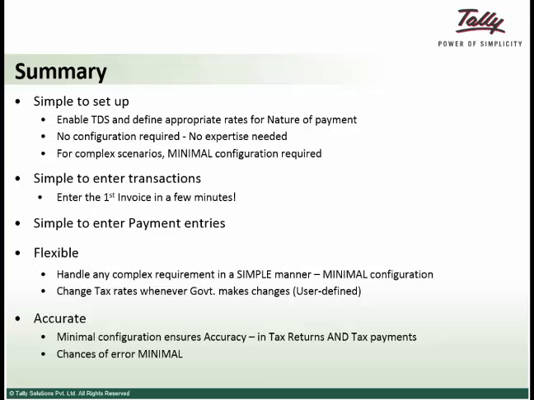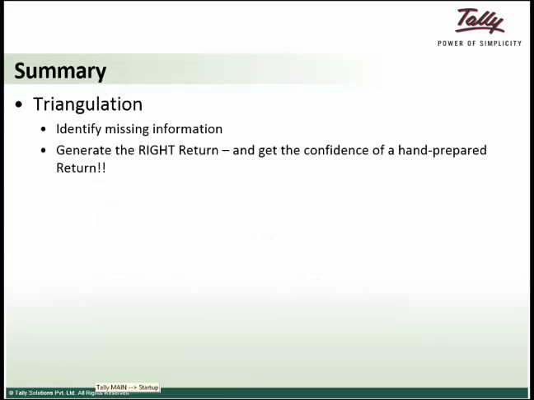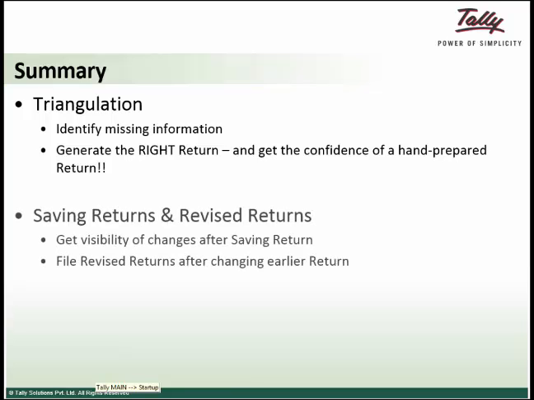Accurate. Because of minimal configuration, Release 5.0 ensures that minimal errors occur. The powerful triangulation report helps you identify which transactions have been considered for the return and which have not, because of missing information, thereby helping in generating the right return. Saving returns and revised returns. We saw how a user can save his return and get visibility of all changes that happen after saving. Also, he is able to revise a return and then file the revised return, all in a simple manner.